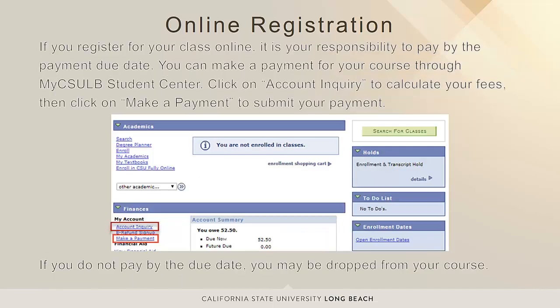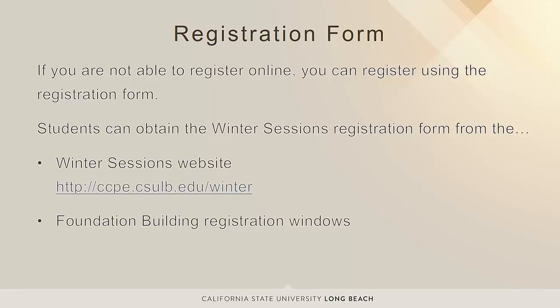If you register for your class online, it is your responsibility to pay by the payment due date. You can make a payment for your course through MyCSULB Student Center. It may take 24 hours for the fees to appear. If you do not pay by the due date, you may be dropped from your course. If you are not able to register online, you can register using the registration form.